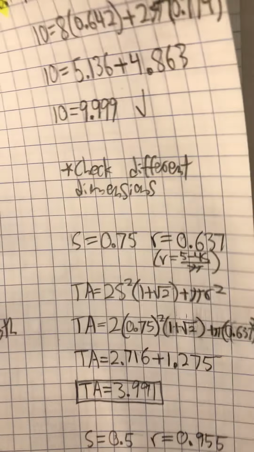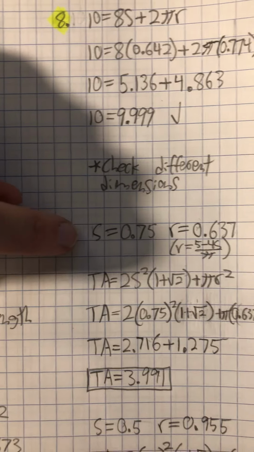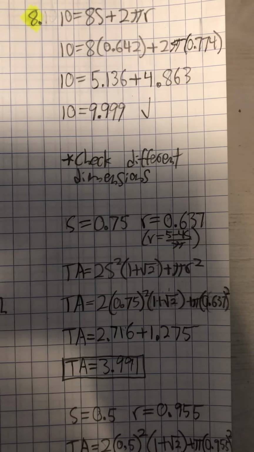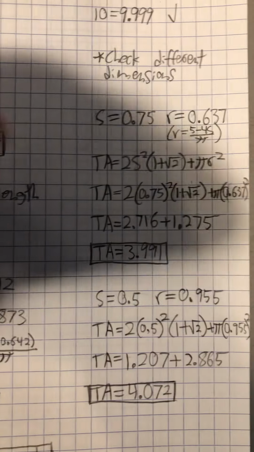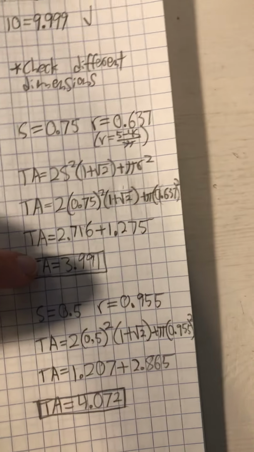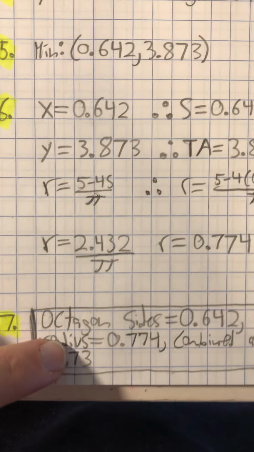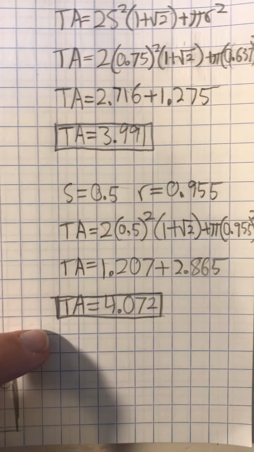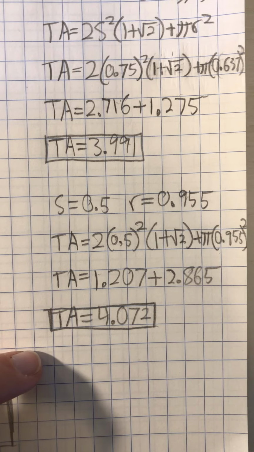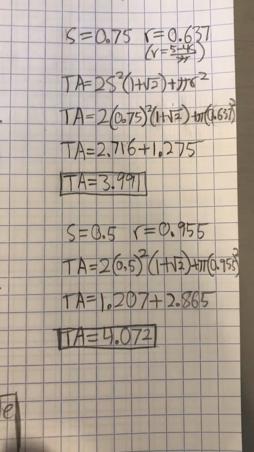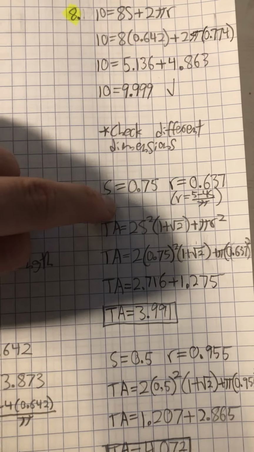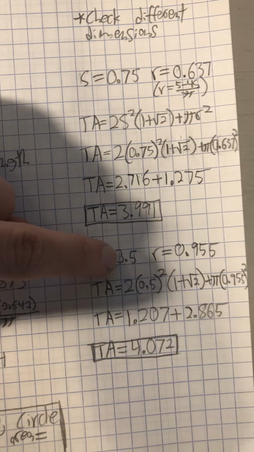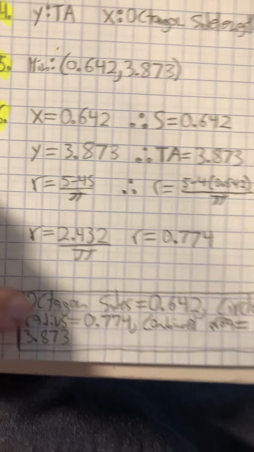Now let's see if it's the best possible one. I wrote side length 0.74, radius 0.642, and our total area is 3.991, which is higher than 3.873. And now we have side length 0.5 and radius 0.995. So here we did the upper bound, a higher side length, and here we did a lower bound, a lower side length. And our total area is 4.072, which is still higher. So we have the correct answer.